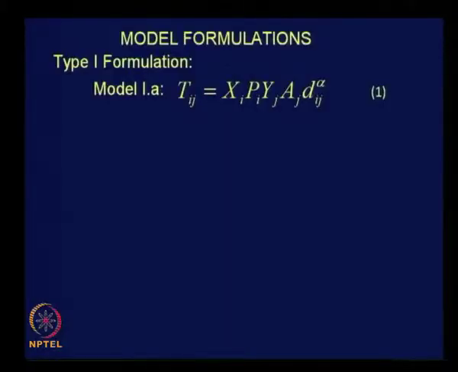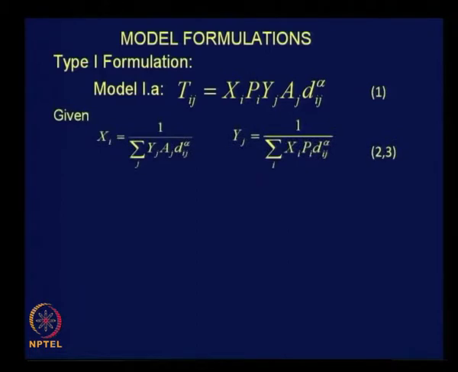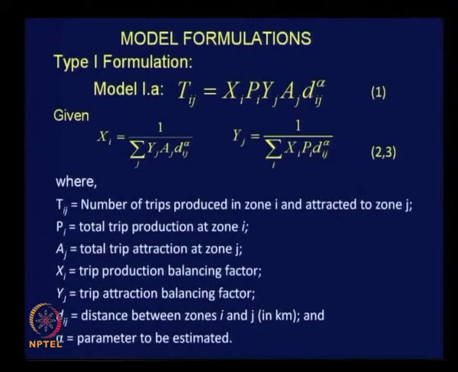And this is model 1A, and of course as you know, xi is given as 1 by sigma j 1 to n yj aj dij raised to power alpha, and yj as we know 1 by sigma i is equal to 1 to n xi pi dij raised to power alpha. And the explanation for all the notations used are known to you. Tij is nothing but number of trips produced in zone i and attracted to zone j.